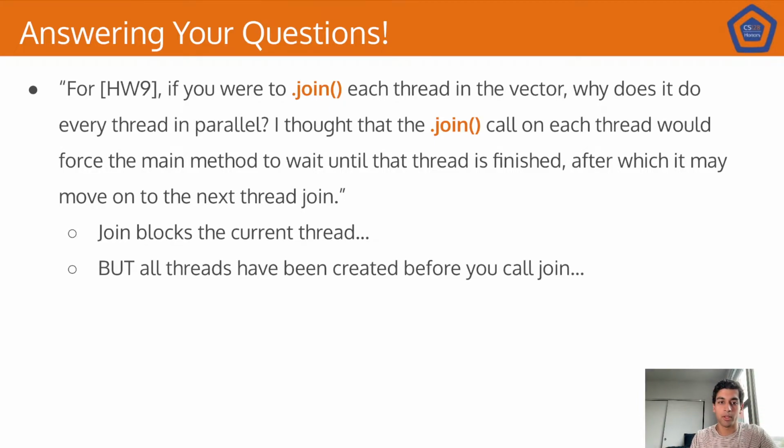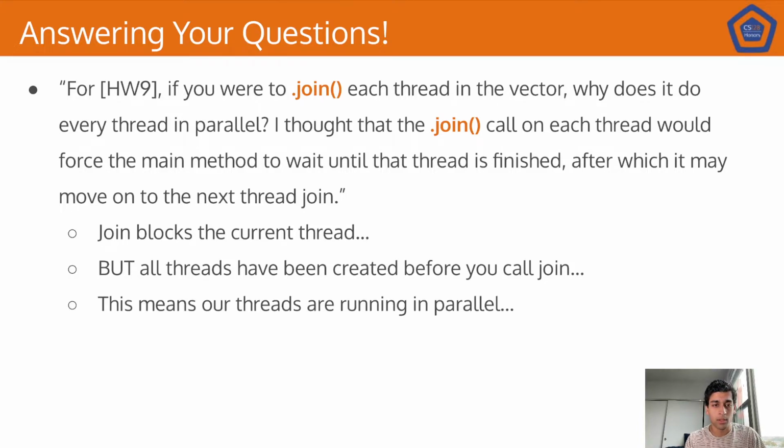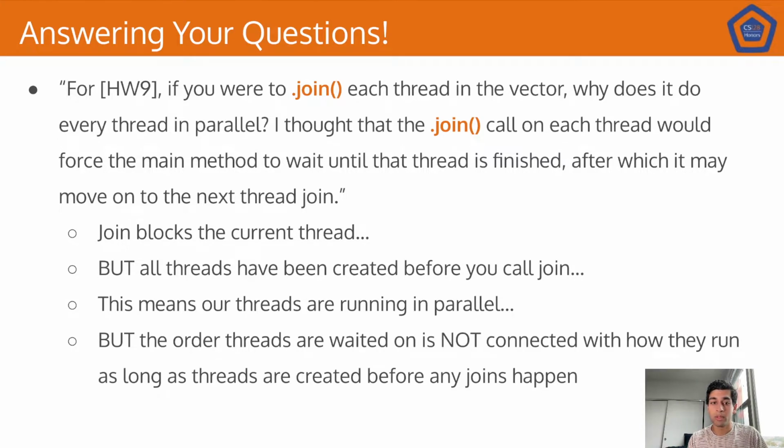So join blocks the current thread, and presumably by the time you call join, you've created all of the threads you want. This means our threads are already running, and once we call join, we're simply waiting for all of our threads to finish. So the order threads are waited on is not connected to how they run, as long as the threads are all created before any join happens.